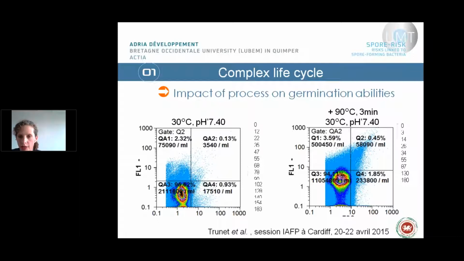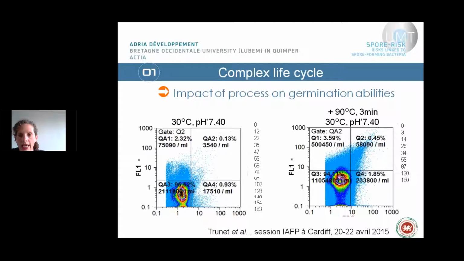Another PhD study, performed by Clément Trunet, was investigating the impact of process on germination abilities, and he used in this case flow cytometry, where you have here a representation. So you will just see the spore population that has been produced in optimal conditions, and you will see the spores that are growing cells and then cells when used in optimal recovery media, which is 30 degrees and neutral pH.